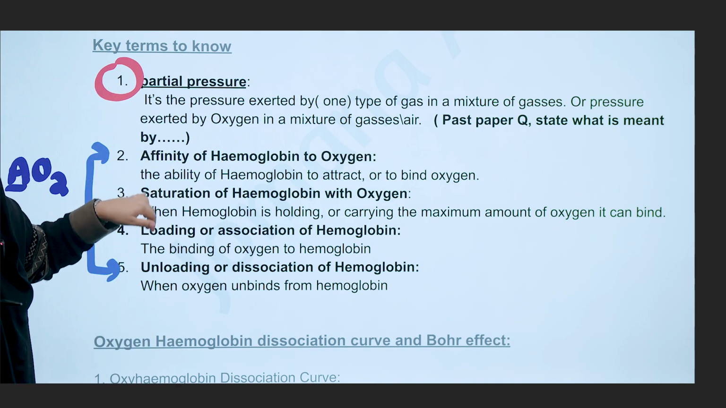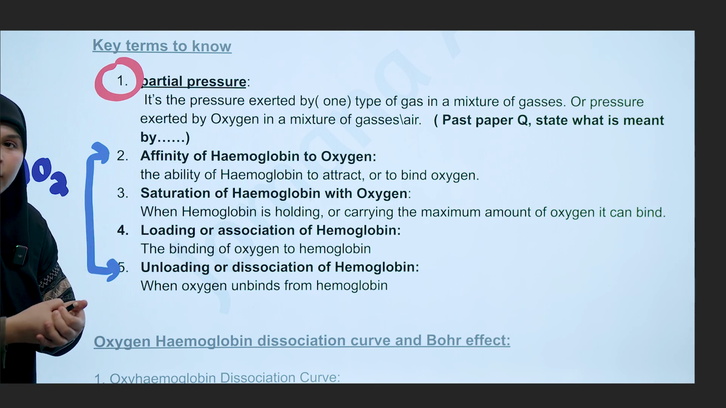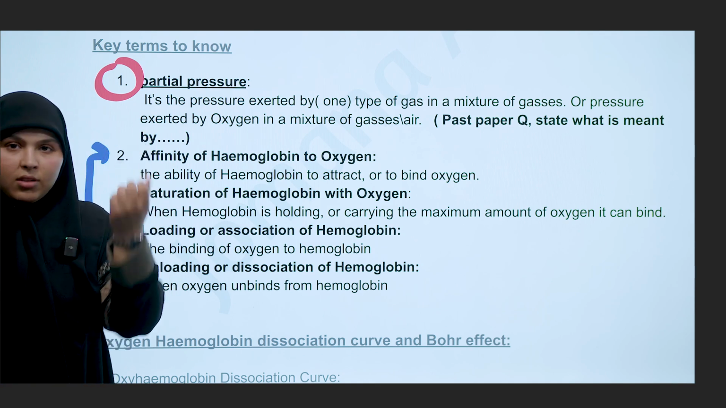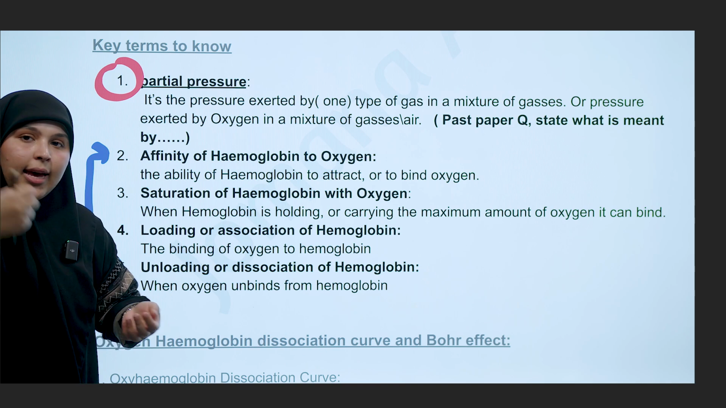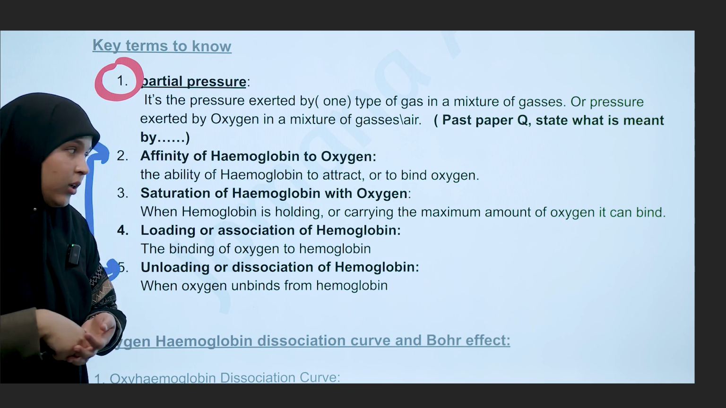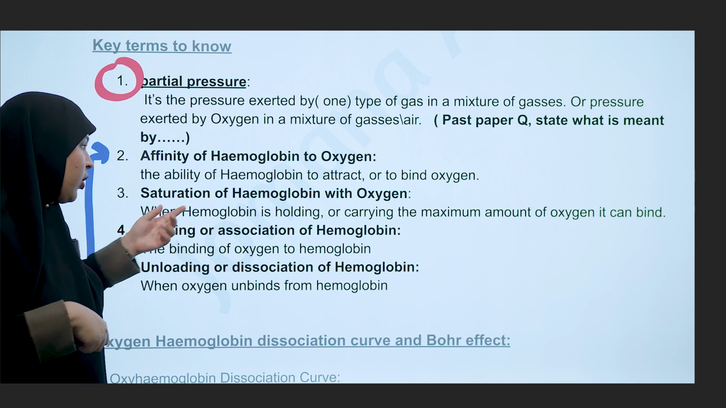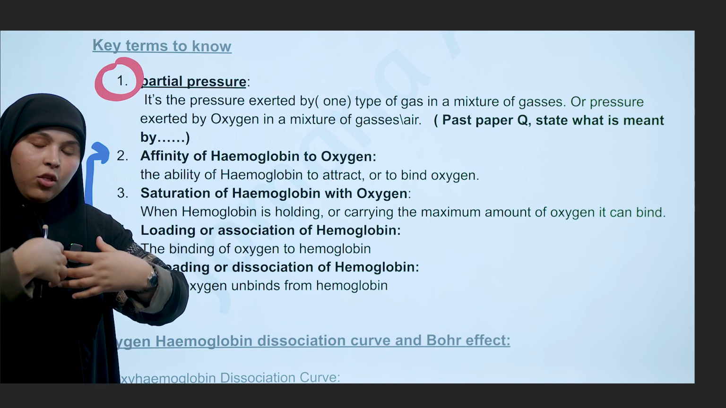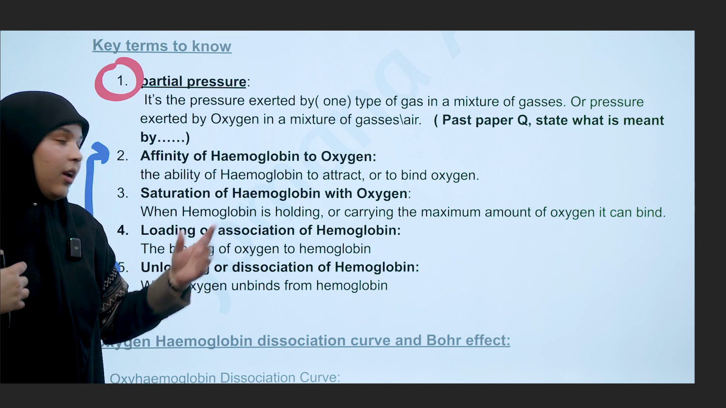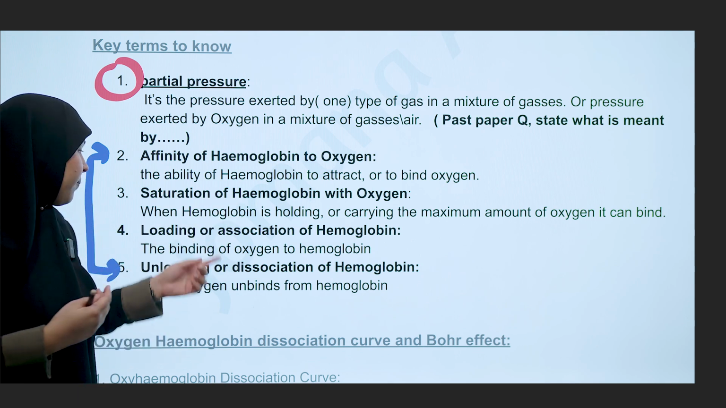So, what do you mean by the affinity of hemoglobin to oxygen? It's the ability of the oxygen to bind to hemoglobin. And of course, as we are having more oxygen, it's going to bind to more hemoglobin. As we're having a higher pressure of oxygen, it's going to bind more to hemoglobin. The saturation of hemoglobin with oxygen: if all four sites are filled, then we say that the hemoglobin is saturated or loaded with oxygen.